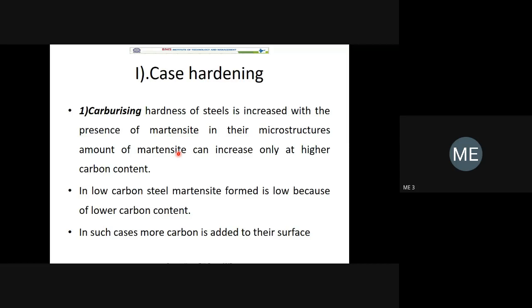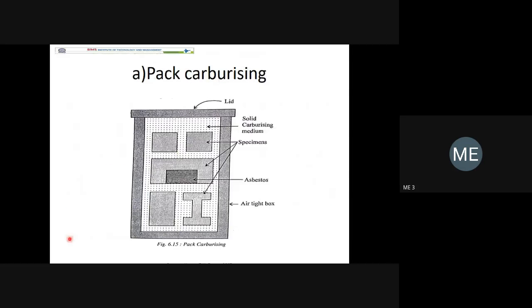You have to heat the material, so you have to keep the component inside the furnace. The first one is referred to as pack carburising. Now you understand the requirement: you have to diffuse carbon atoms into the surface of the steel material, which means diffusing carbon atoms into the BCC structure. There is a small amount of space available within the BCC structure, around 30% of the space is empty. In that space, you have to put the carbon atom. That process is referred to as the diffusion process.